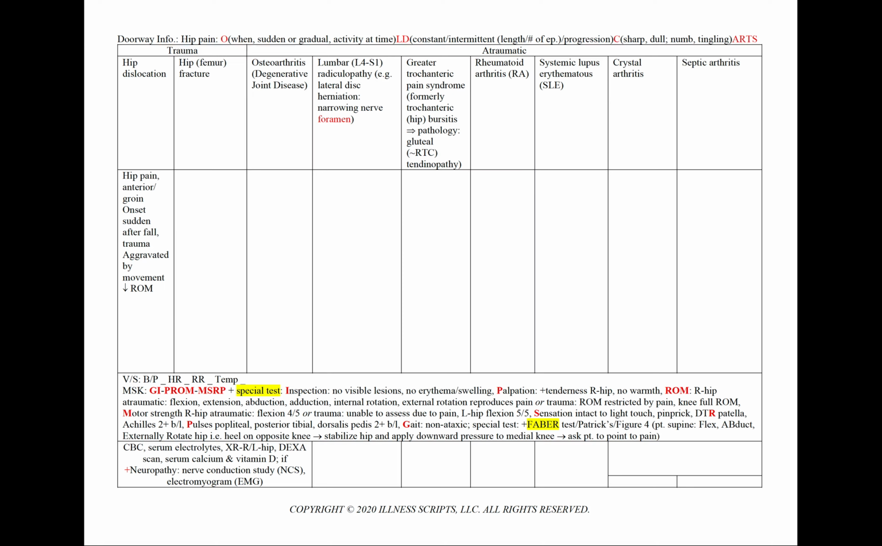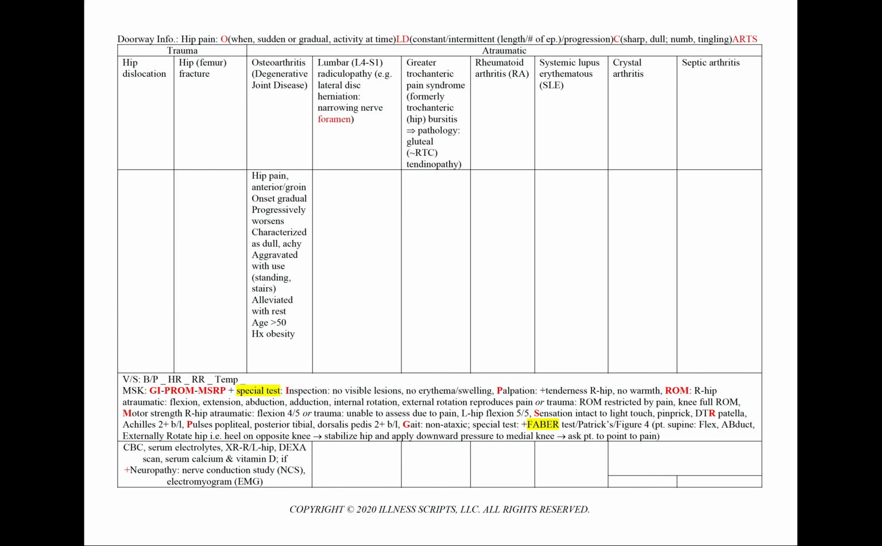The onset will be sudden after a fall or trauma, and it will be aggravated by movements, and as we'll see in our physical exam coming up, we'll note a decreased range of motion. In a hip or femur fracture, we'll find hip pain, and again, it's going to be anterior or across the groin. The onset, too, will be sudden after a fall or trauma, and since the fracture can involve the underlying nerve, we can find a neuropathy, or numbness, tingling, or motor weakness. It will be aggravated by movement, and we'll find limited relief by conservative management because the underlying fracture hasn't been fixed, and we'll also see a decreased range of motion in our physical exam.